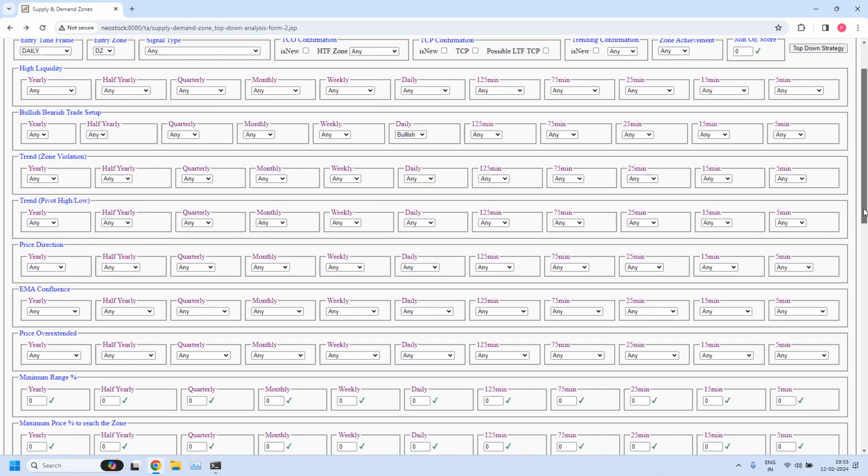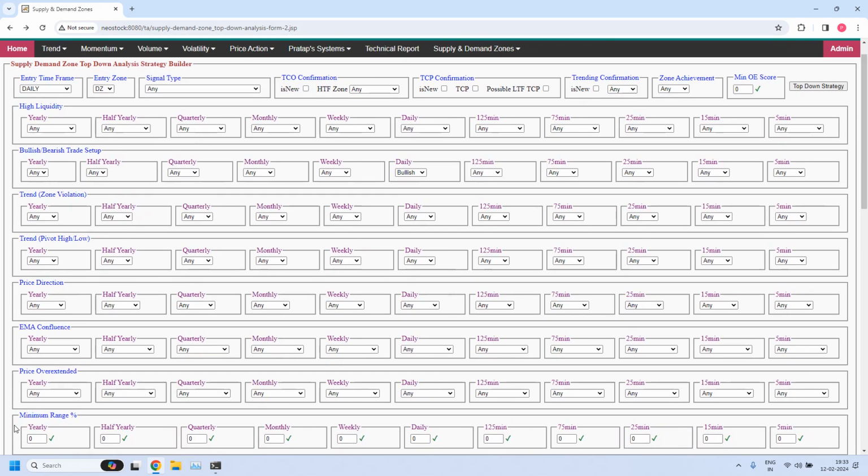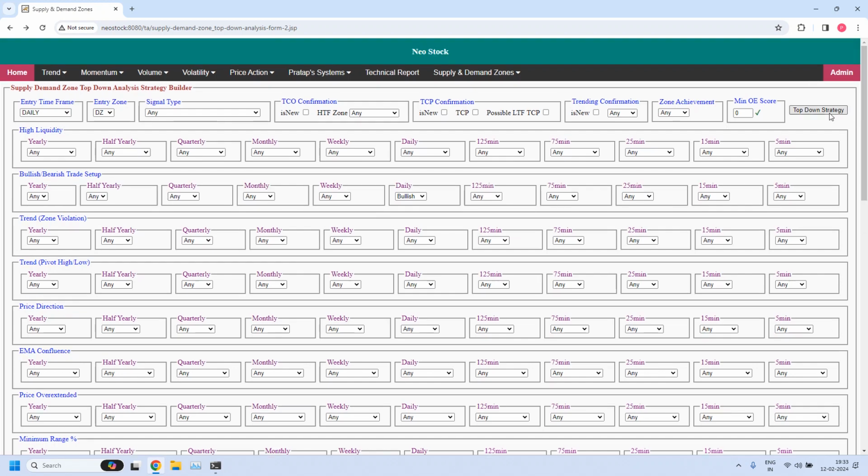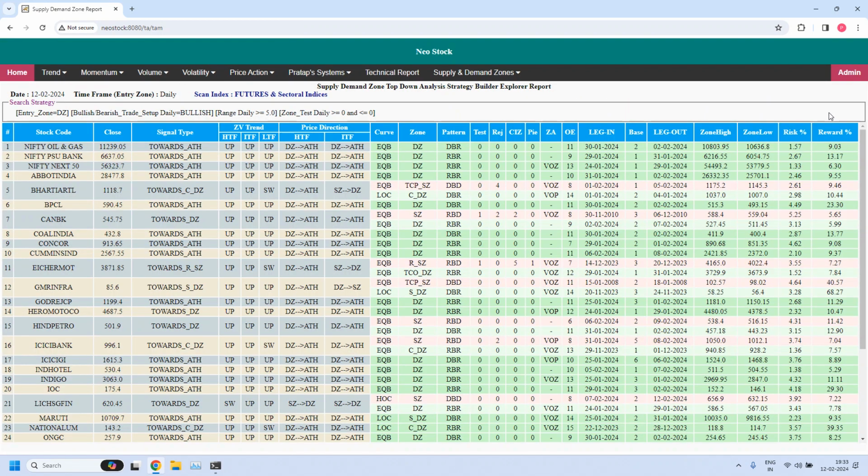In the parameter, this is the one, minimum range percent. So here on daily time frame, we are setting the value as 5. 5 indicates 5% range should be there. That is nothing but reward. So now the list is further reduced. Now all these stocks are having a minimum reward of 5%.